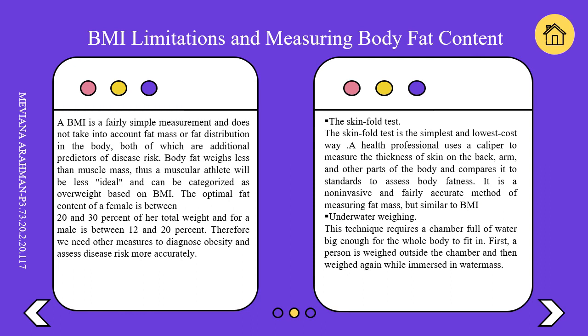BMI limitations and measuring body fat content. A BMI is a fairly simple measurement and doesn't take into account fat mass or fat distribution in the body, both of which are additional predictors of disease risk. Body fat weighs less than muscle mass. Thus, a muscular athlete will be less than ideal and can be categorized as overweight based on BMI.